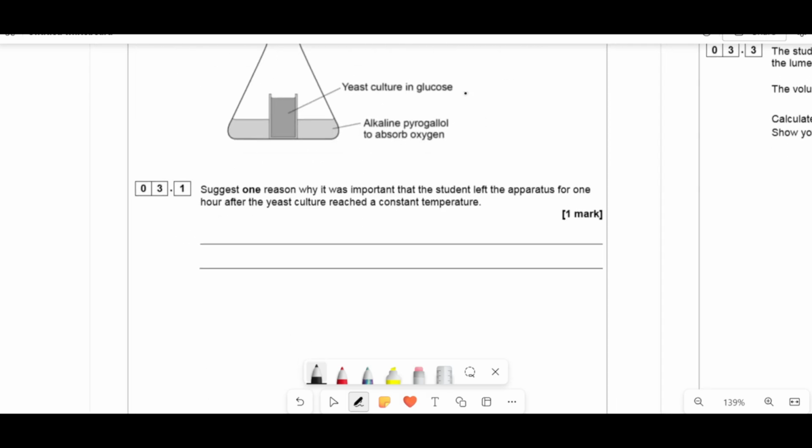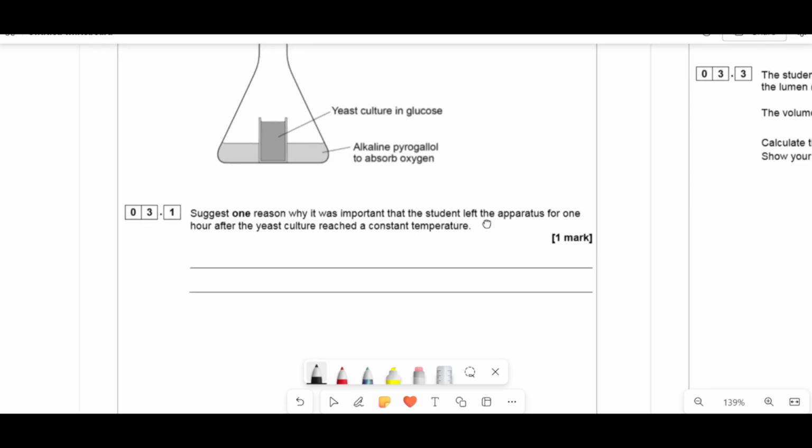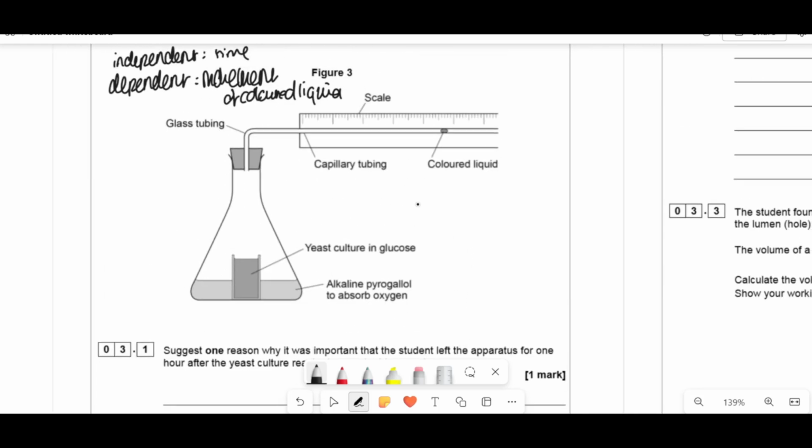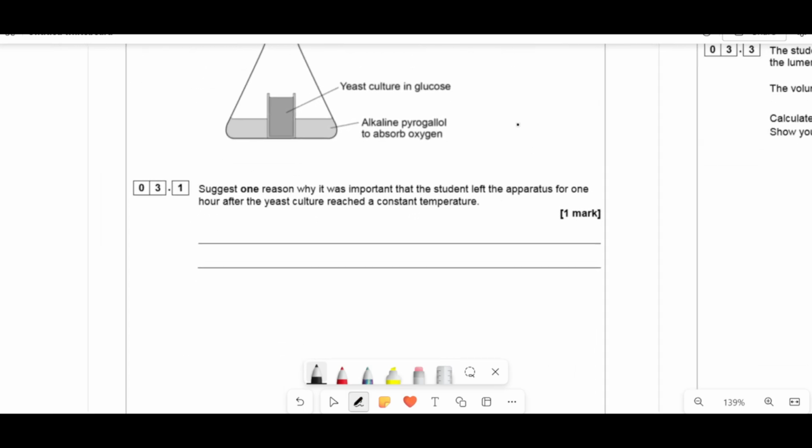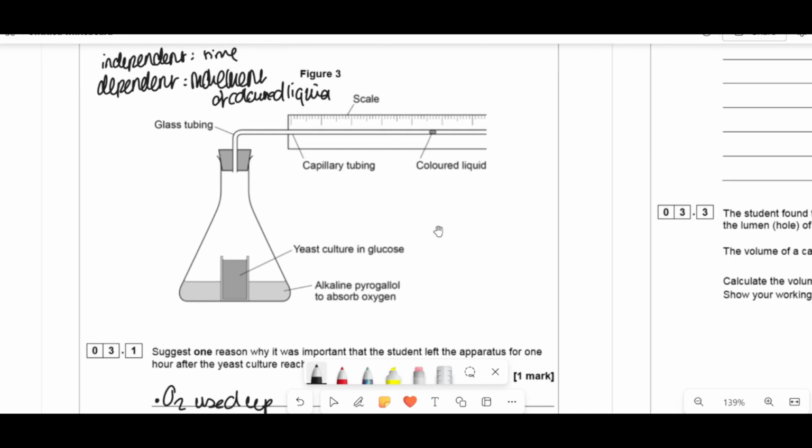So if we come back to this question, suggest one reason why it was important they left it for 1 hour after it reached a temperature. Well, we want to starve it of oxygen. If we have aerobic respiration happening, because it looks like they're trying to measure anaerobic, that's going to screw up the movement of the colored liquid. So we need to make sure that there's anaerobic only. The only thing I can think of is that the oxygen is all used up. There might be some left over, but they're going to aerobically respire and use absolutely everything they can. Then what's left is they're just going to be doing anaerobic. That's the whole point of that being there.